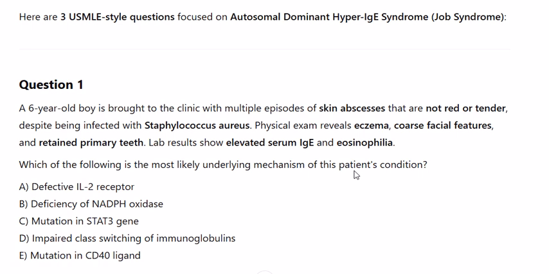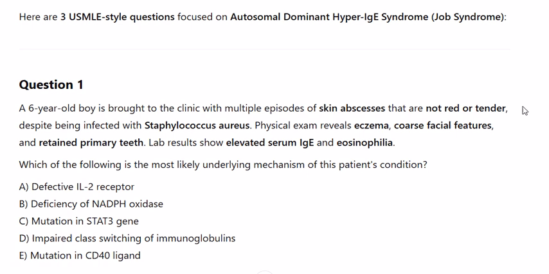A. Defective IL-2 receptor. B. Deficiency of NADPH oxidase. C. Mutation in STAT3 gene. D. Impaired class switching of immunoglobulins, mutation in CD40 ligand. Correct answer, C. Mutation in STAT3 gene.